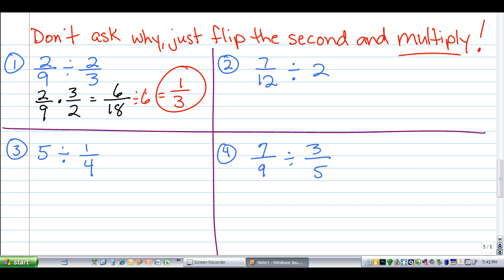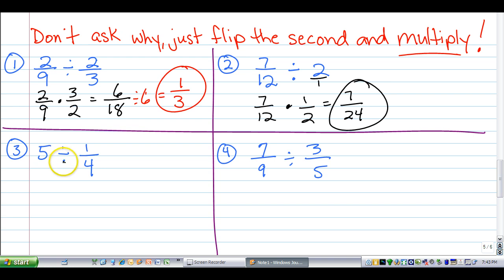Alright, number 2. 7/12 divided by 2. I'll leave the first one alone. 7/12. I'm going to multiply, going to flip this because there's really a 1 underneath it, and it becomes 7/12 times 1/2. 7 times 1 is 7. 12 times 2 is 24. Is this in simplest form? Yes, it is. That is our final answer.